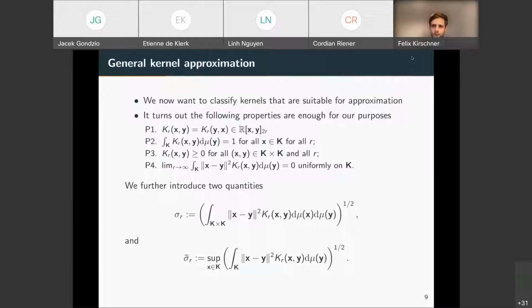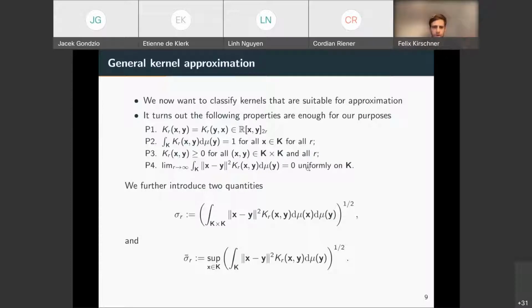Good. So basically what we would like to do now is classify kernels that are suitable for approximation, right? And it turns out that the following 4 properties are enough for our purposes. The first one is that the kernel we're considering should be a function that is symmetric in the arguments x and y. The integral where we integrate the kernel with respect to y should be 1 for every x and for every r, which means that if we consider the kernel as a density function for fixed x, the resulting measure should be a probability measure. Further, we need the kernel to be non-negative for every pair x, y in K times K, and for every r. And lastly, the limit of this expression here should go to 0 uniformly on K.